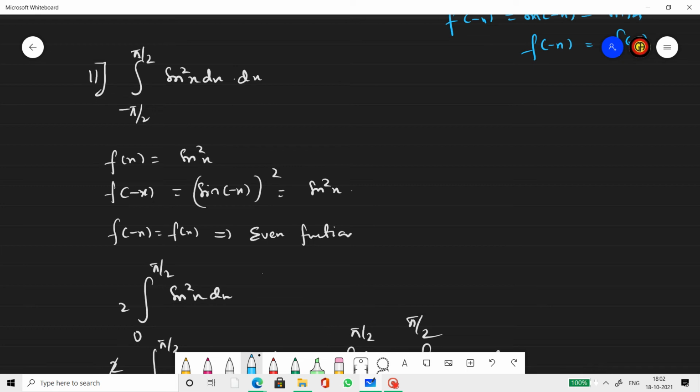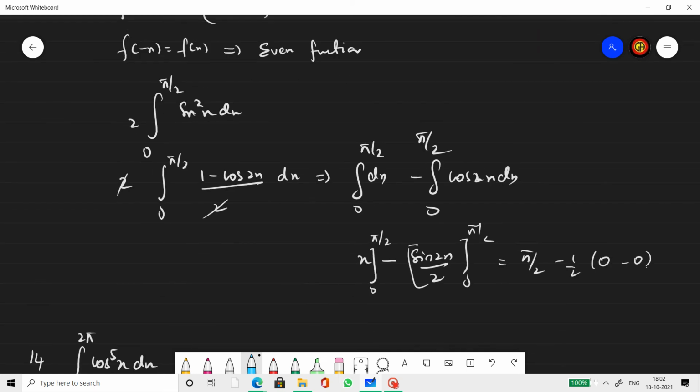It's an even function. Hence, the question will transform to the form of 2 times integration from 0 to pi by 2 of sine square x. Then there is no direct integration for any square or cube functions of trigonometry. So we change it in terms of cos 2a. So sine square x can be written as 1 minus cos 2x by 2. Then you start integrating each and every term, apply the limits.